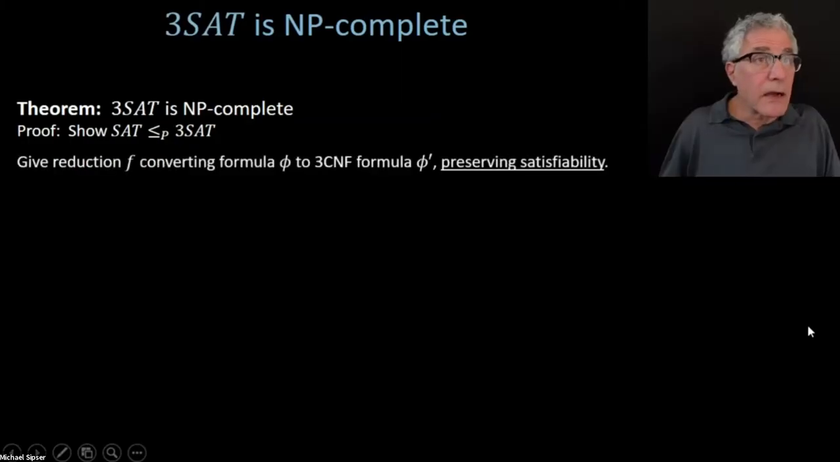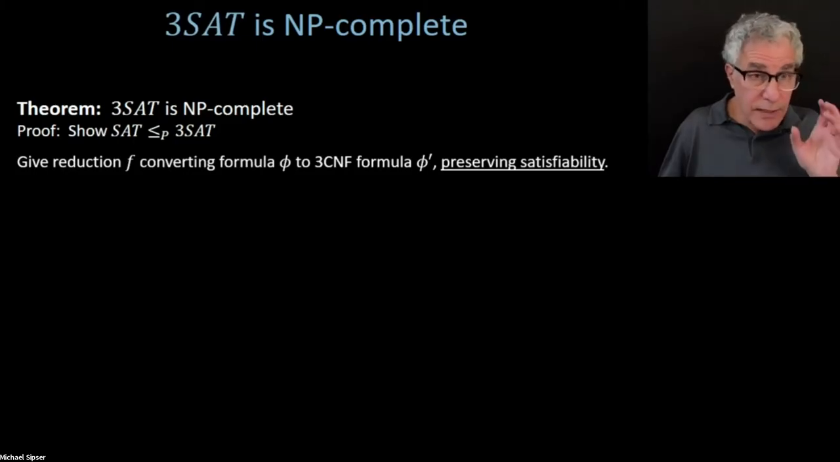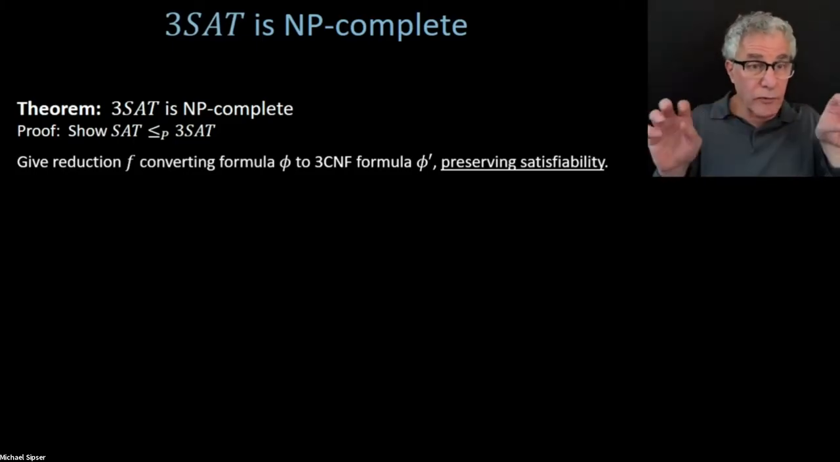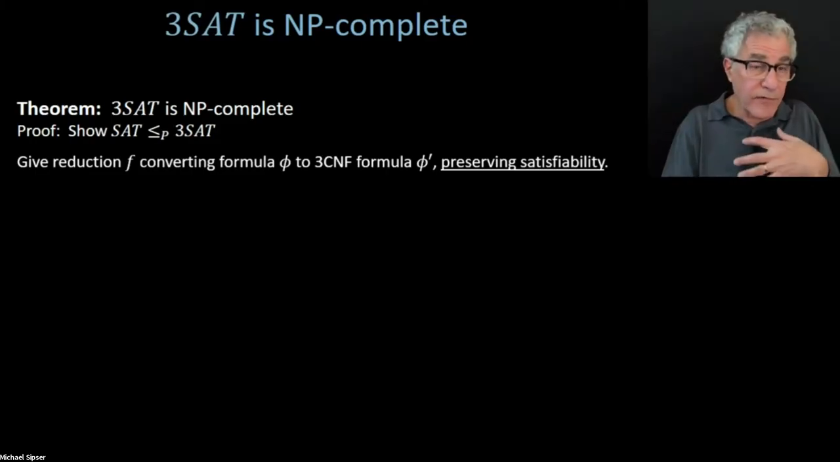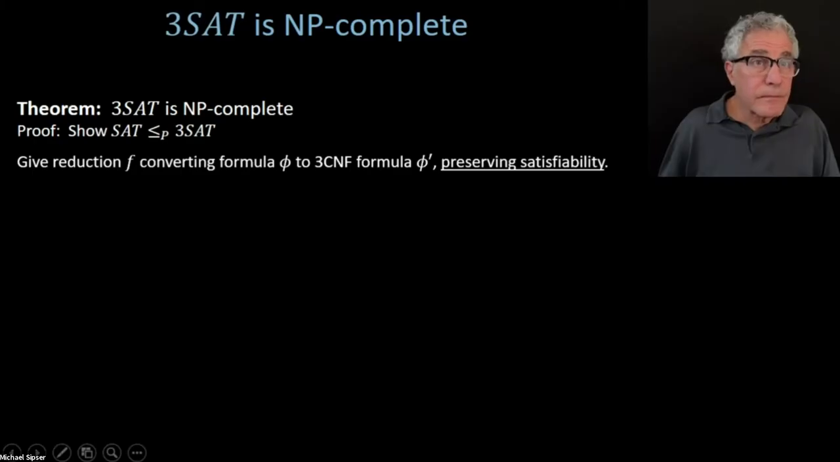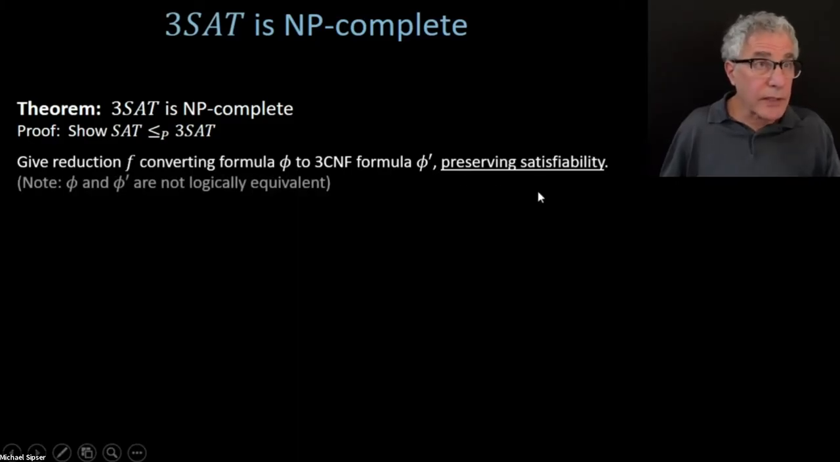Okay, so I'm going to give a reduction that maps general formulas to 3CNF formulas. So that's how I map SAT to 3-SAT. If you remember, 3-SAT is satisfiability, but for 3CNFs. So in conjunctive normal form, you're in the form of clauses which are ANDed together, and each clause is an OR of a bunch of literals, which are variables or negated variables. So I want to convert phi to phi prime, which is a 3CNF formula, but preserve the satisfiability.